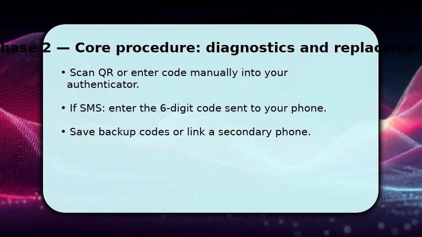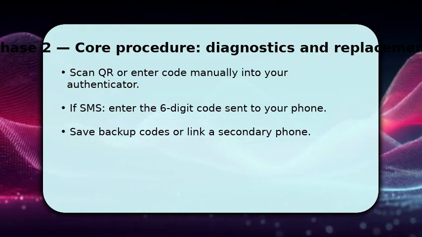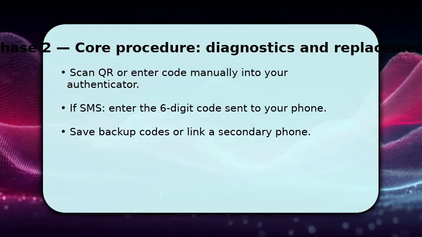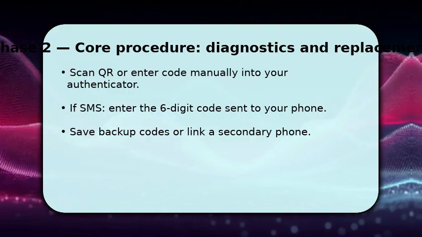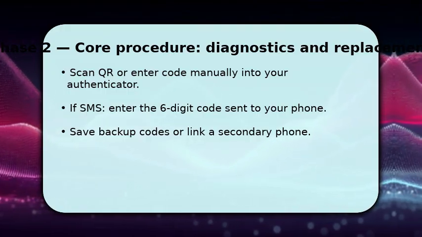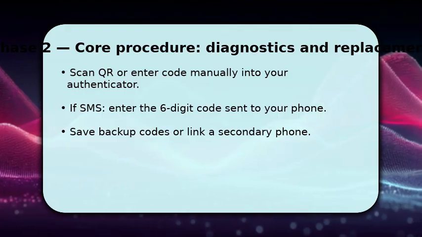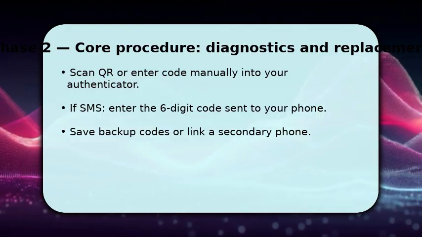Once you scan the QR code with your Authenticator app, it will immediately start generating 6-digit codes. Note that they refresh every 30 seconds, so act quickly. If you used SMS, wait for the 6-digit text and enter it into Roblox to confirm.